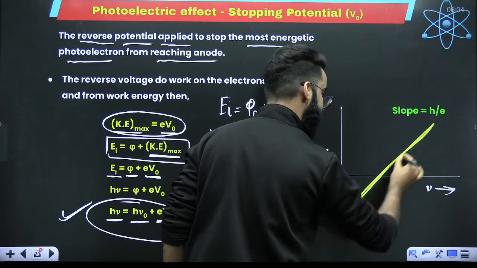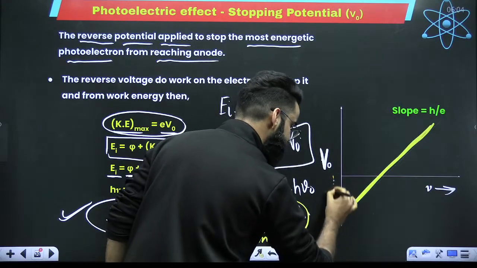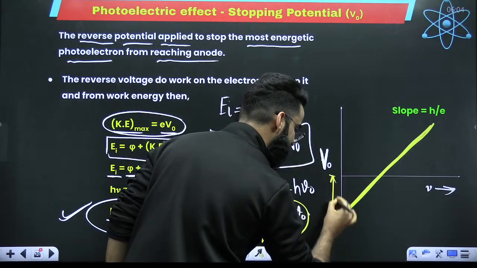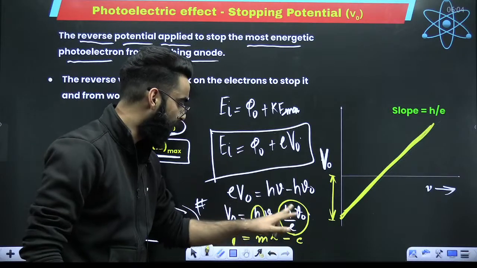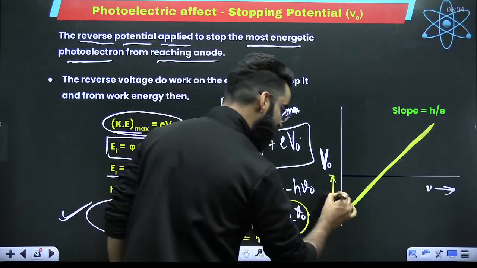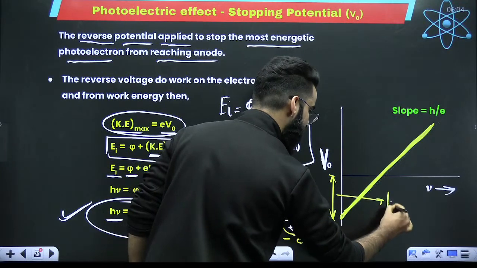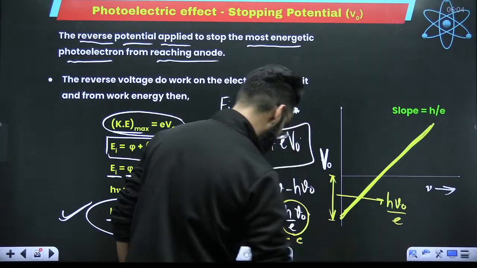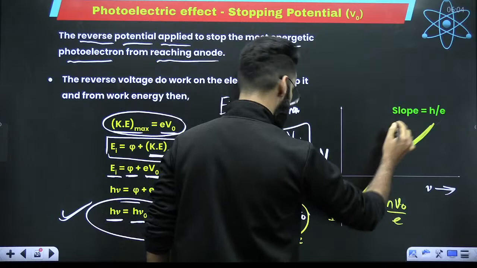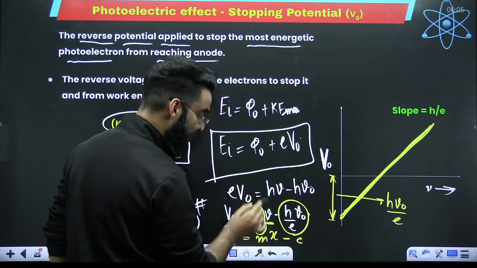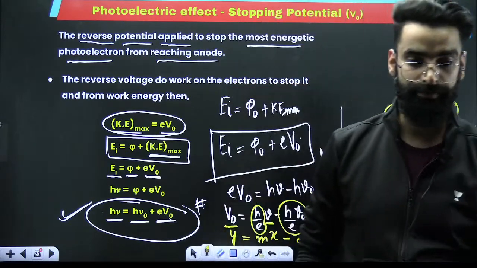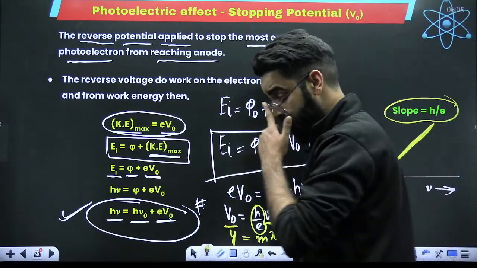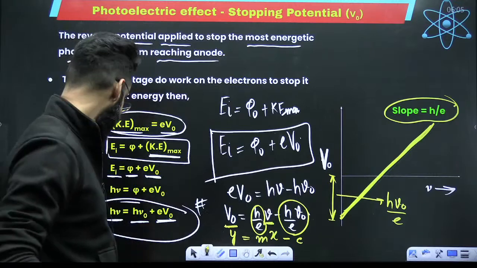So this is the line. This is the graph. The distance from the origin till the point from where the curve starts, that's something which you call as intercept. Intercept is denoted by C. C is equal to h nu naught by e. This intercept is equal to h nu naught divided by e. If I talk about the slope of this particular curve, it means m is equal to h by e. Slope of this particular curve is equal to m, and m is equal to h by e. This curve you should also remember from now onwards.